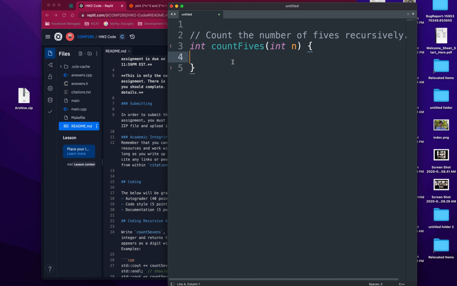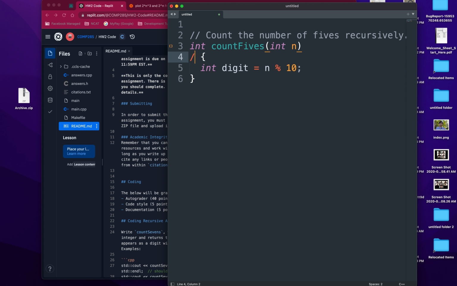Well, intuitively, there's two cases. You want to break your input to be smaller. So you don't necessarily have to break it into halves. You could do it that way if you wanted. You could count the number of fives in one half and the number of fives in another half. The easiest way to do this is to look at the very last digit. So the way we do that is we can say int digit equals n mod 10.